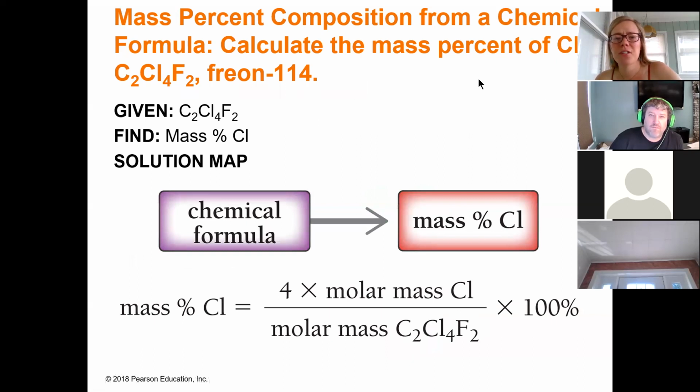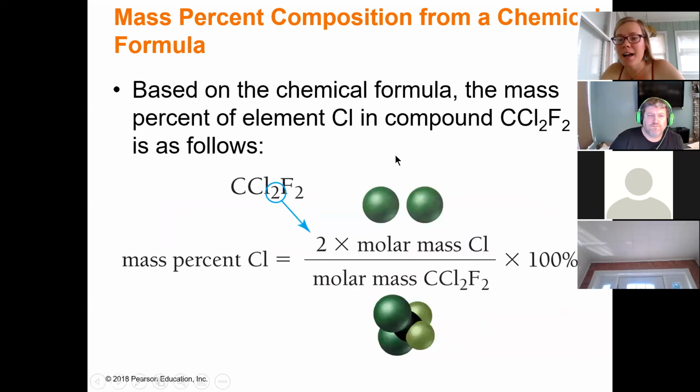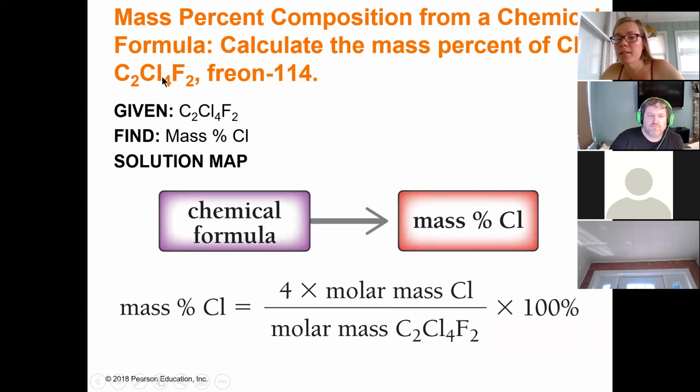Do the same thing for this one. This is Freon. This looks similar to the last one, but it's not quite the same. This has 2 carbons, 4 chlorines, and 2 fluorines. What's the mass percent of the chlorine?